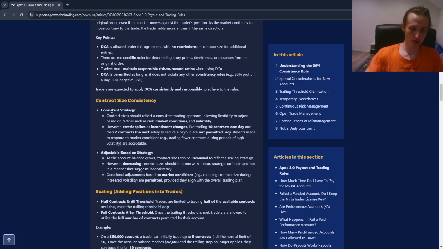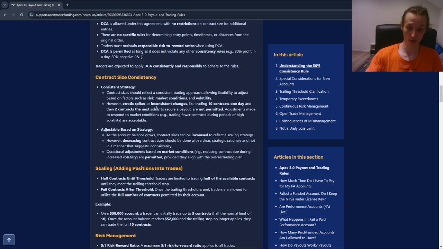Contract size consistency, contract strategy. Contract sizes should reflect a consistent trading approach, allowing flexibility to adjust based on factors such as risk, market conditions, and volatility. However, erratic spikes or inconsistent changes, like trading 10 contracts one day and then 2 contracts the next day, solely to secure a payout, are not permitted. Adjustments made to respond to market conditions, example, trading fewer contracts during periods of high volatility, are acceptable.